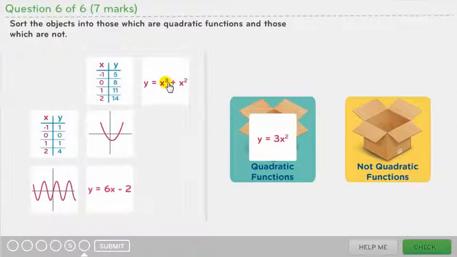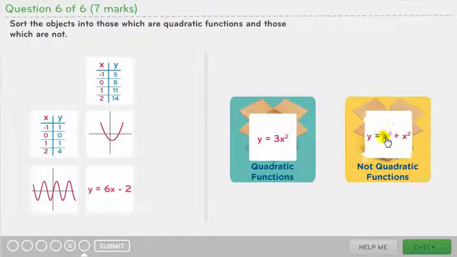Y equals x cubed plus x squared. In this equation, x is raised to the highest power of 3. Therefore, it's a cubic function, not a quadratic. And finally, y equals 6x minus 2 is a linear function because x is raised to the highest power of 1.